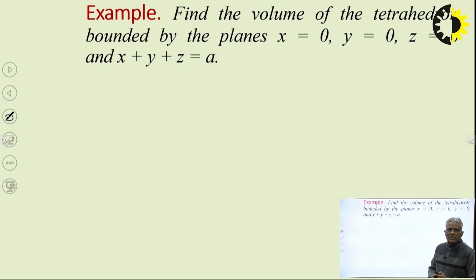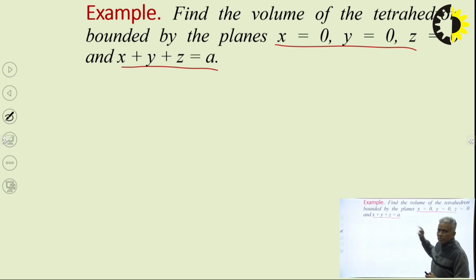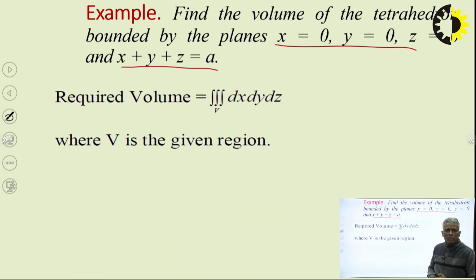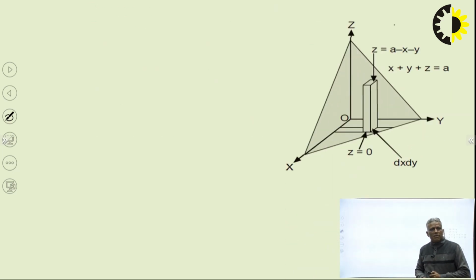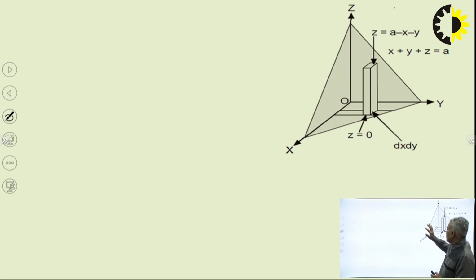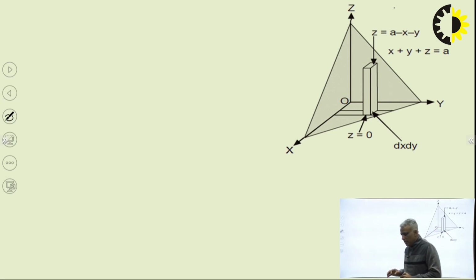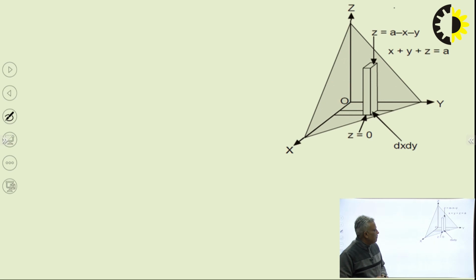Suppose we consider this problem: find the volume of the tetrahedron bounded by the surfaces x is equal to 0, y is equal to 0, and this plane. How do we take the decision first of all? I want to calculate the volume, and the formula of the volume is the triple integral dx dy dz. In this way we can draw the diagram of the given problem. This is the plane given in intercept form, this is the 3D plane, and how do we solve the problem?